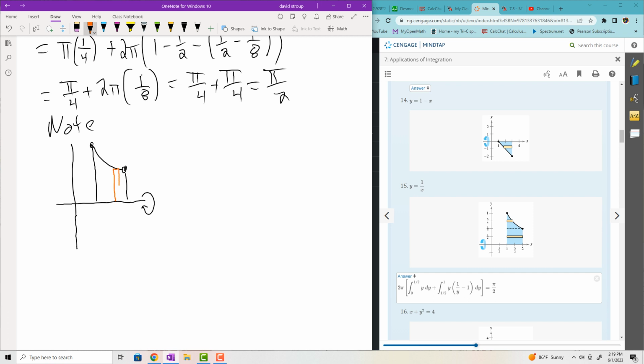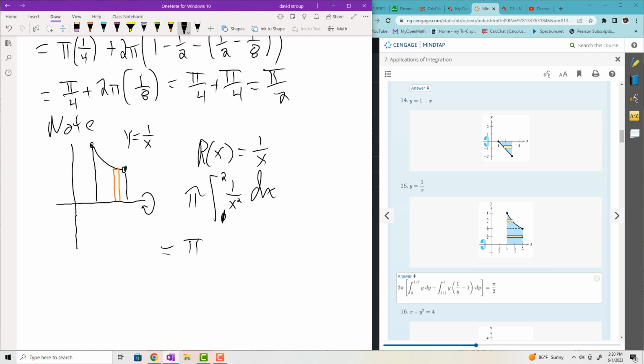But anyways, if you use the disk method, the disk rectangles are always perpendicular to the axis of rotation. Then you just plain old use the regular function. You would have an r of x. There's no hole in this object, so it's just going to be 1 over x. And then you go pi r squared, so 1 over x squared dx, and you're integrating from 1 to 2. A lot easier, in my opinion.